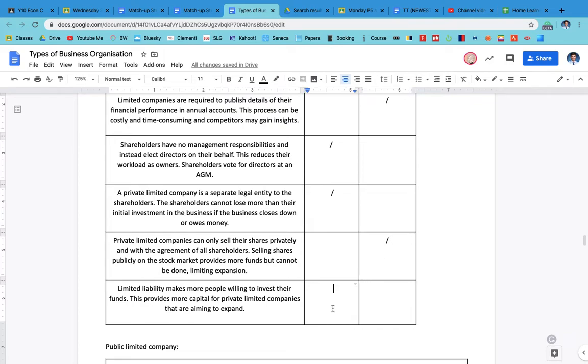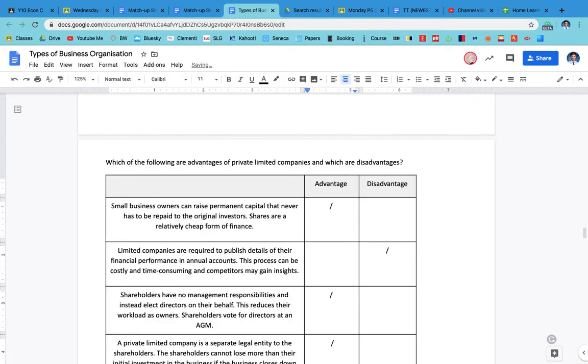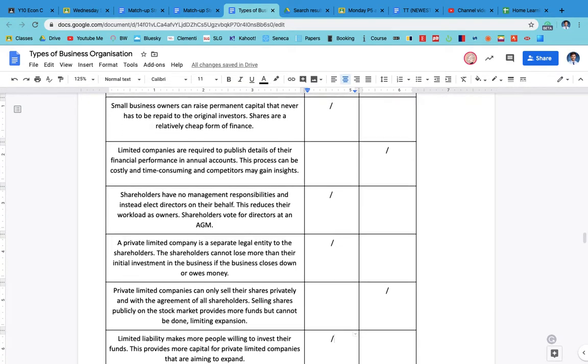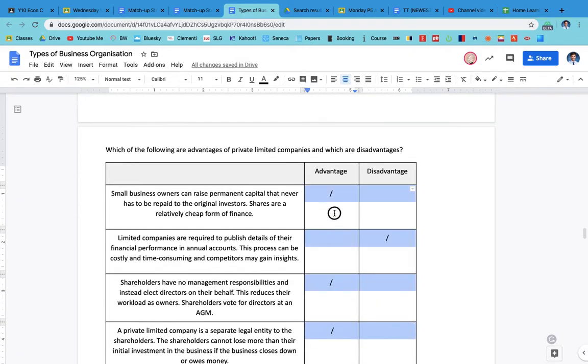Limited liability makes people more willing to invest. That's obviously an advantage. As I said, this is the most common business structure, just because you get that limited liability. So you only risk the money that you put into the business. You can't lose your own personal assets.